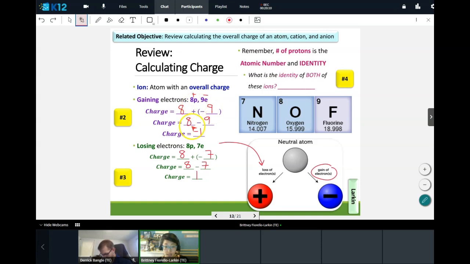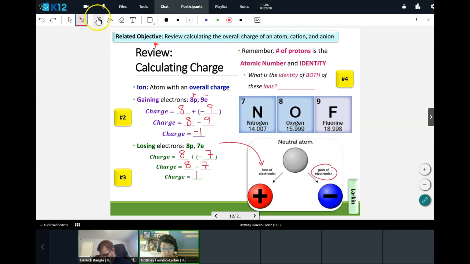Now, you'll notice that both of these ions had the same number of protons. So therefore, tell me in the chat, if they have the same number of protons, are they the same identity? Yes or no? If protons is atomic number and is identity, if they have the same protons, should they have the same identity? Yeah, they actually should have the same identity.